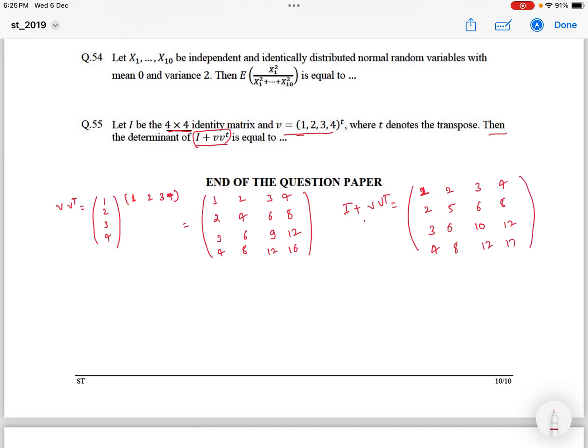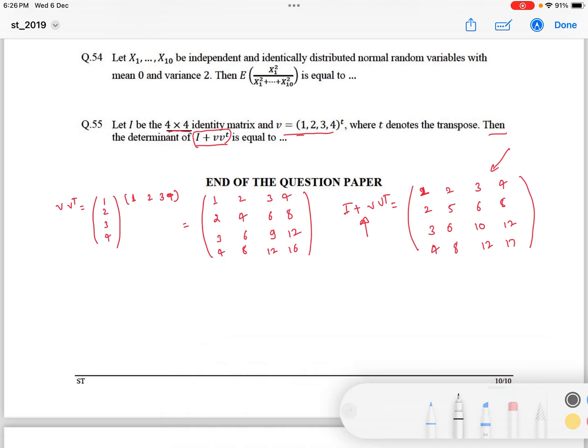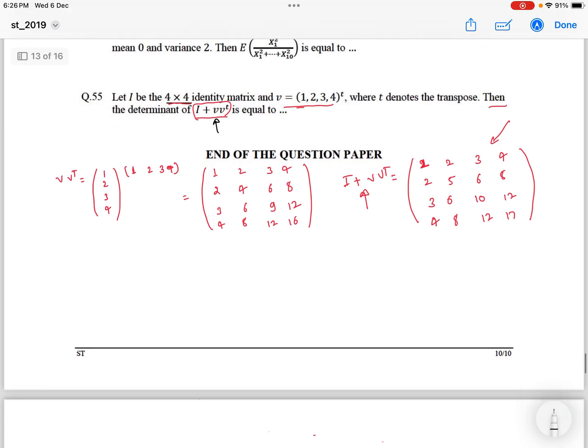Now we will have to find the determinant of this matrix. You can easily expand and find the determinant, but we can also adopt another approach. We can do the elimination, and once we have the upper triangular matrix, we can multiply all the diagonal elements, and that will be the determinant of this matrix. So let's proceed with the elimination.